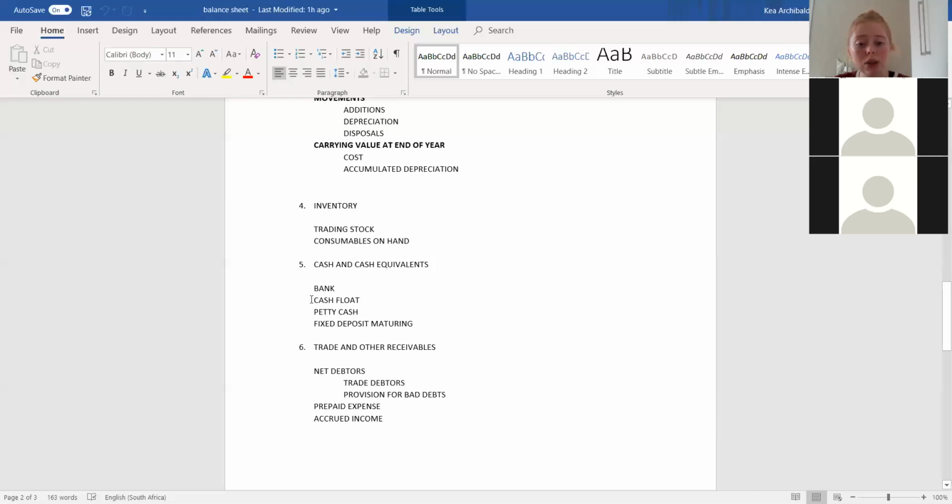The other items are cash float. Cash float is just money you have in your tills so that you can give change to customers. Petty cash, I think you remember from grade 10, there was a petty cash journal. It's basically money that you have in your business just on the side for small, quick payments that you need instead of having to use a bank card.